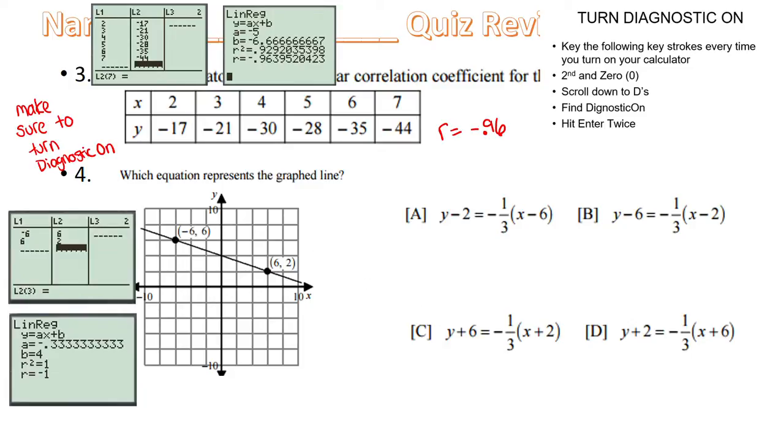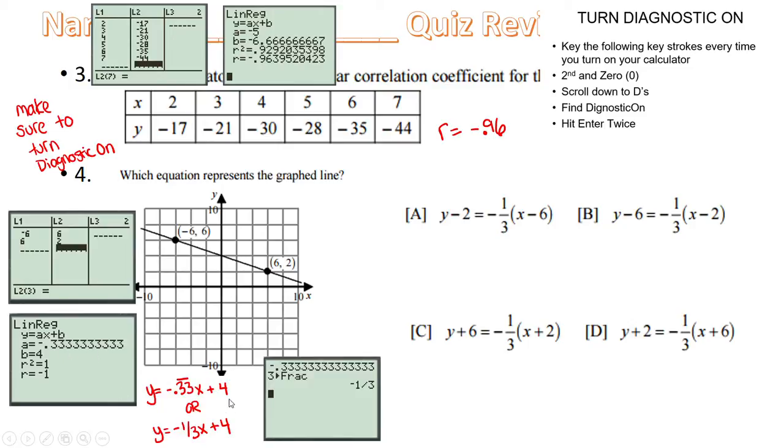Okay, number 4. Number 4 is similar to number 2. We need an equation. That equation is going to give us -0.33 repeating for our slope. So we can either turn this into a fraction or leave it as a decimal. It's actually about the same either way. But all my answer choices have the fraction of -1/3, so maybe the fraction is a little bit better.